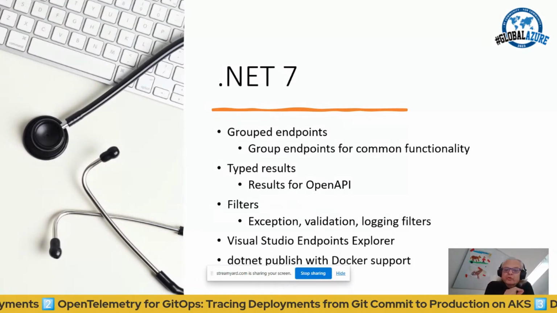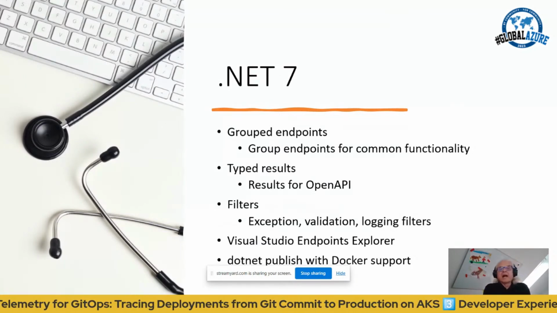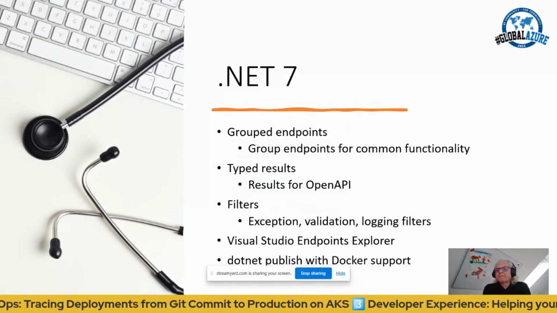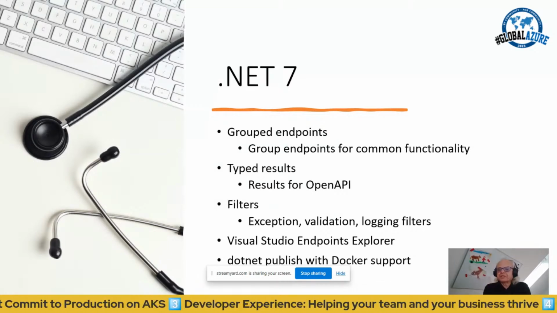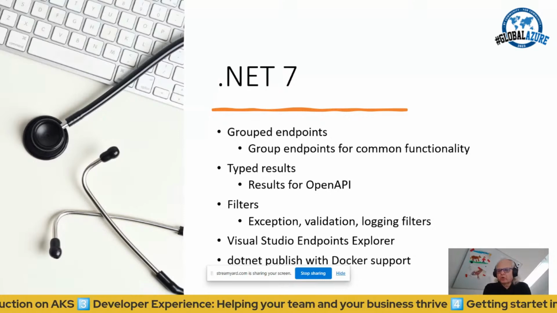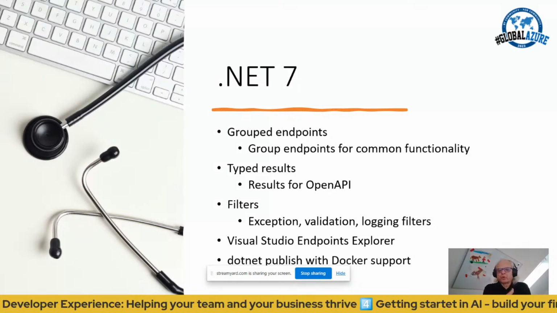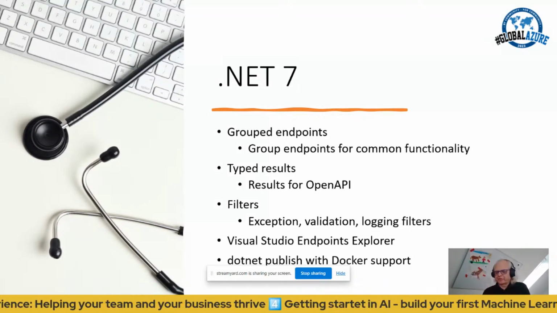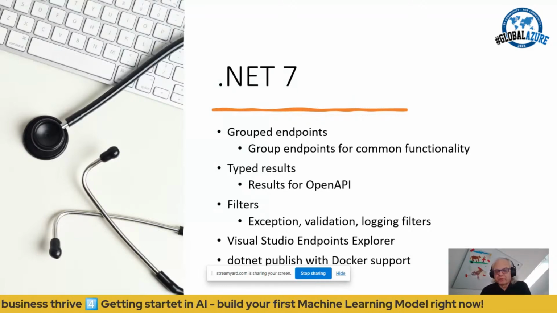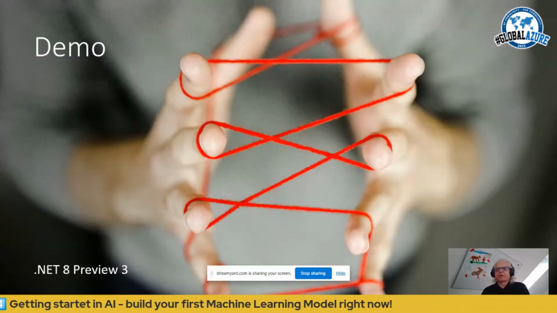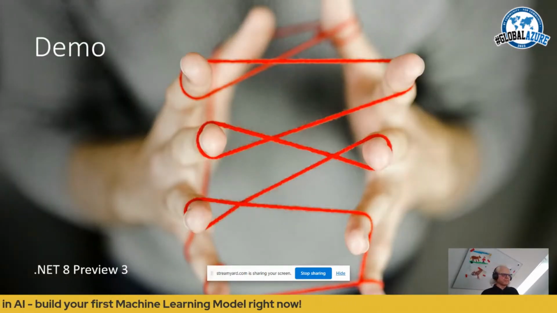And what you can also do is a .NET Publish without having a Docker file. .NET Publish directly supports Docker. There's no need to have a Docker file with that. You can directly do a .NET Publish to create a Docker image with your .NET 7 application.